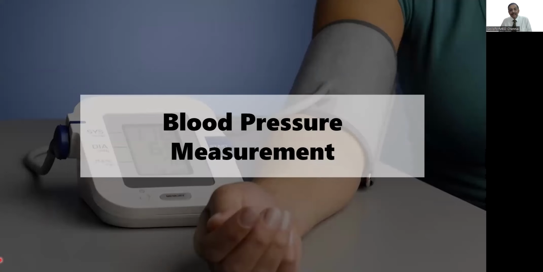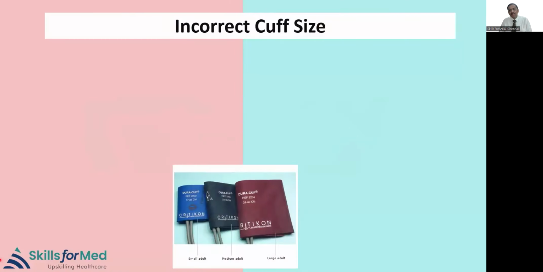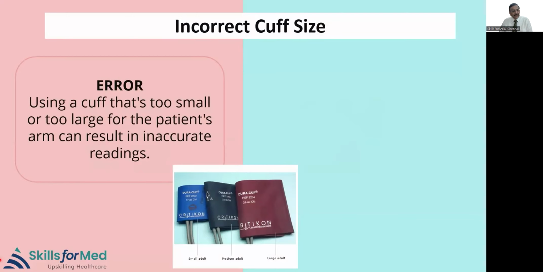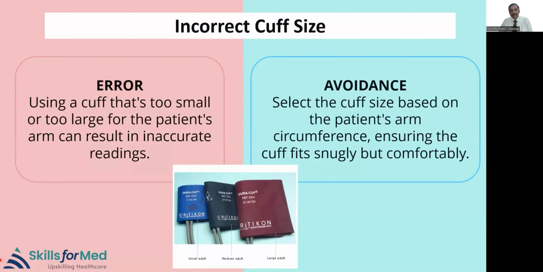Now let us go to the blood pressure measurement. This is where most of you said it was challenging. And as I said, a major part of my talk is about this. So the most common error which happens is choosing the incorrect cuff size. A cuff, either too small or too large, will lead to inaccurate readings. And you have to choose the correct cuff size so that it fits properly. We will look at how to choose it.